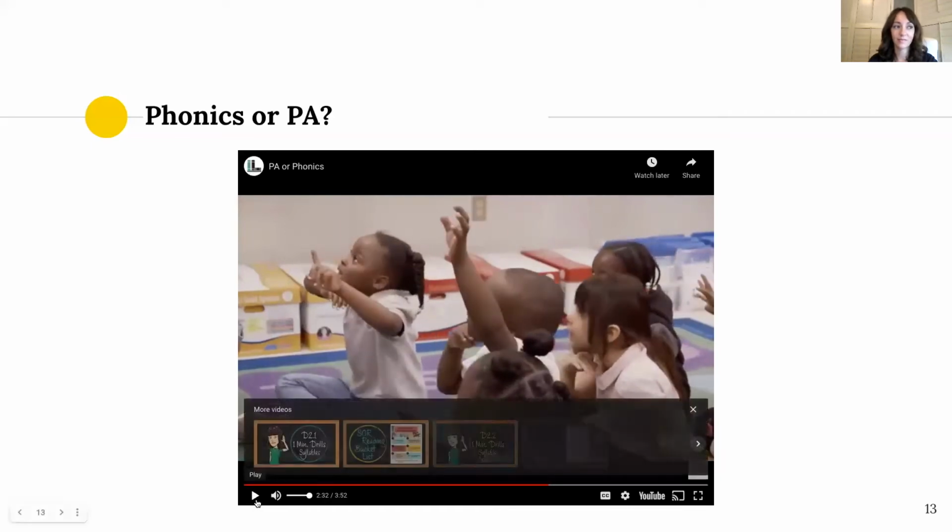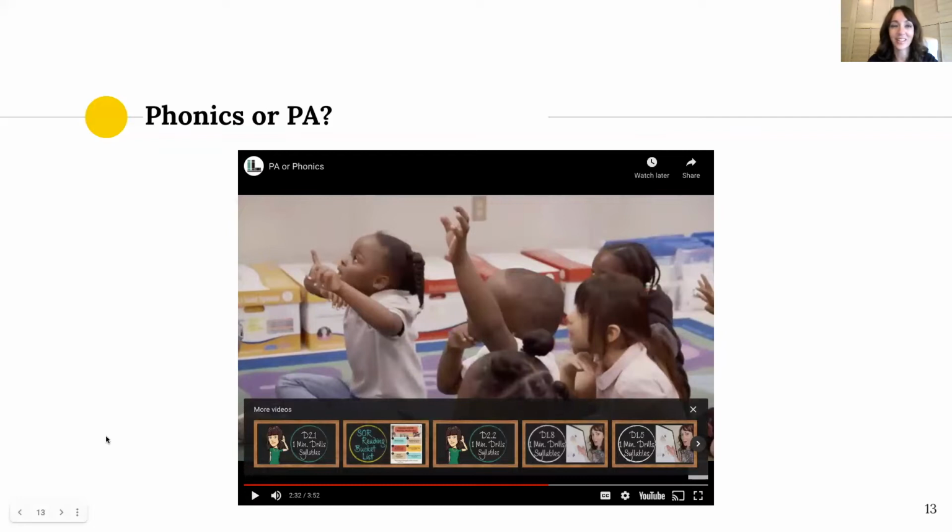Pepperoni. How many? Counting syllables is an example of phonological awareness.